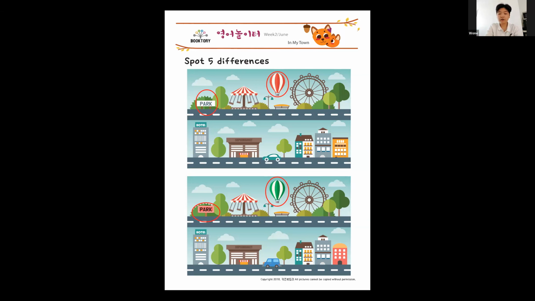Ooh, the cars are different. This one's a green car. We have a blue car. We got to find 2 more differences. Can you find them? I found one right here. A red-orange building, an orange-brown building. Our last one. Do you see it?